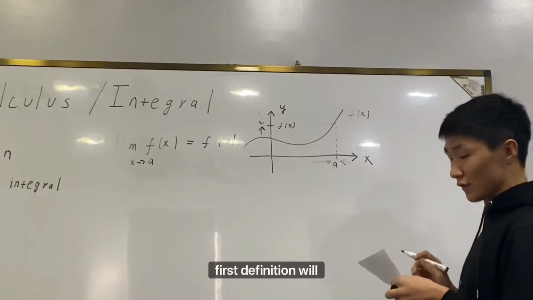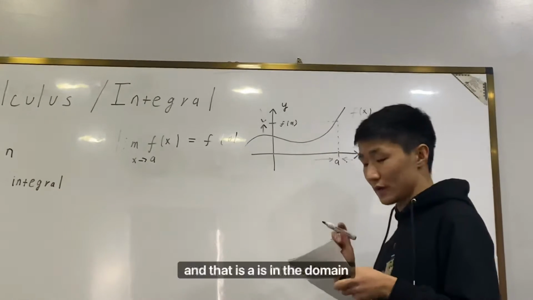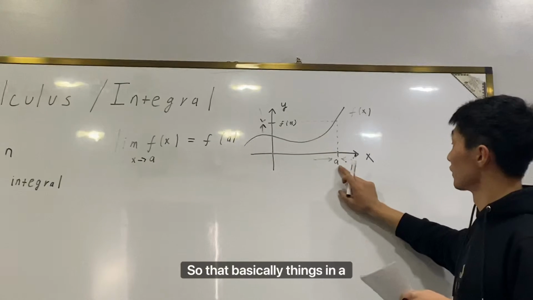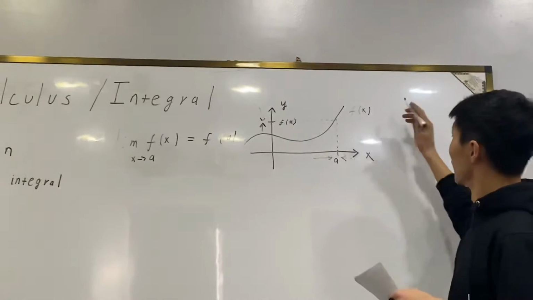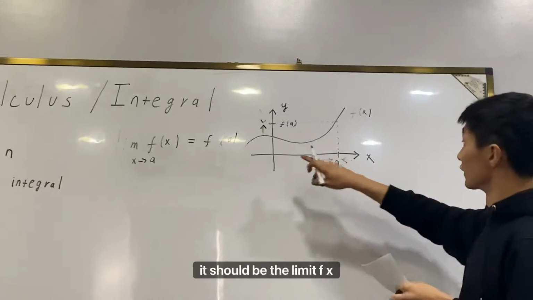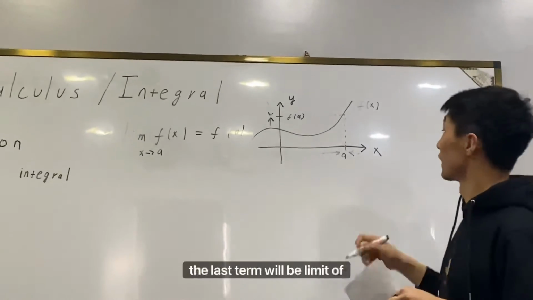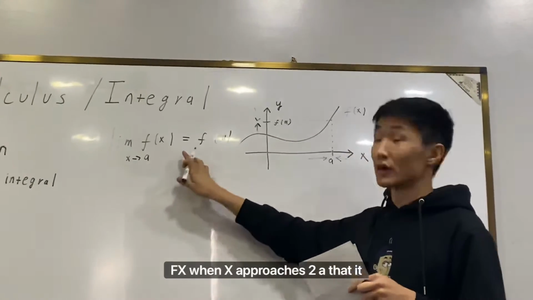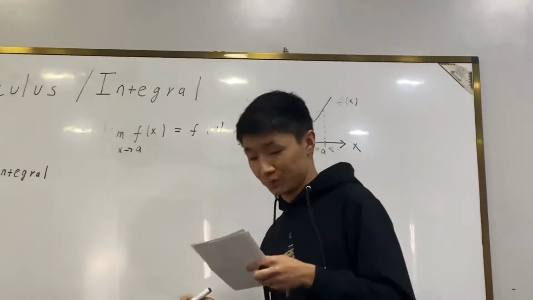So the first condition is that a is defined, that is, a is in the domain of f. That basically means the number should be defined in the function f(x). That will be our first term to check. The second one is that the limit of f(x) should exist. And the last term is that the limit of f(x) as x approaches a should be equal to f(a). Then it will be a continuous function.